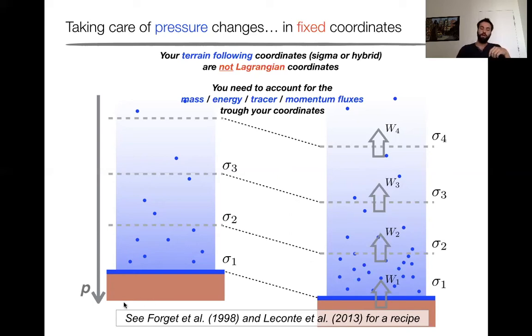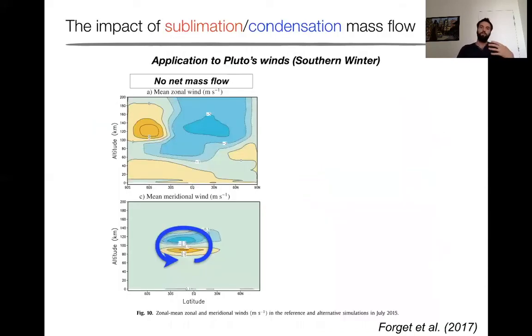It was first developed by François Forget for Mars, but it was more for a pure CO2 atmosphere. And then it was generalized for water vapor in the dilute to non-dilute regime in our paper in 2013. But just to give you one example of where it actually matters, there is an example on Pluto, where you can have, for example, N2 mass flows.